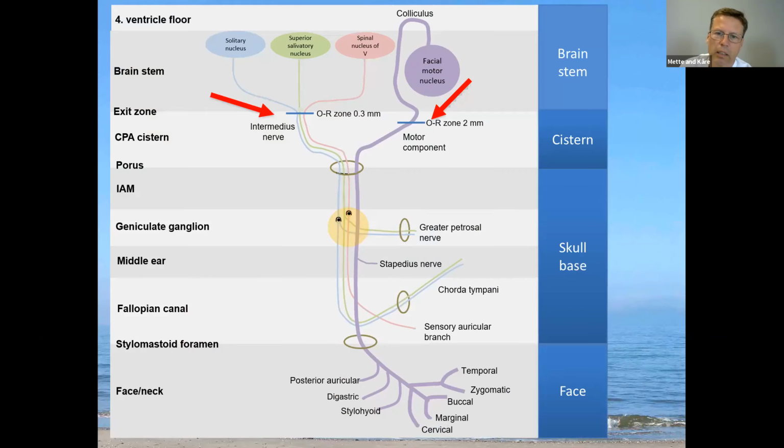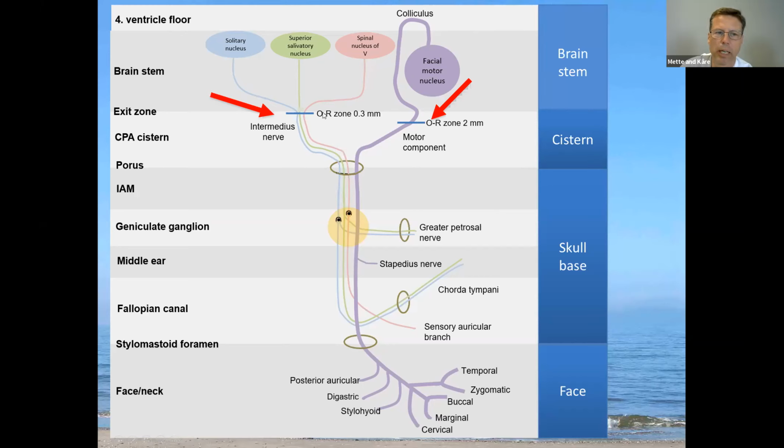So looking at the whole schematic representation of the anatomy here, there are two important things I want to show you. It's the transition zone between the central myelin and the peripheral myelin, that means between oligodendrocytes and Schwann cells. It's called the Obersteiner-Redlich zone. For the facial nerve proper, it's 2 millimeters from the brainstem, whereas for the intermedius nerve that joins the facial nerve at the porus, it is only 0.3 millimeters.